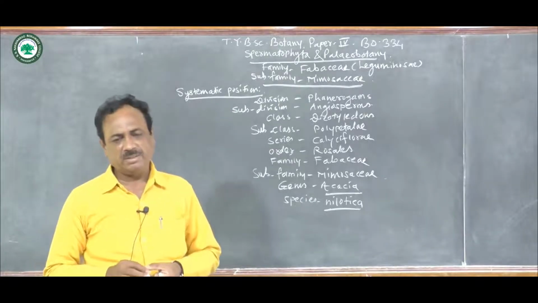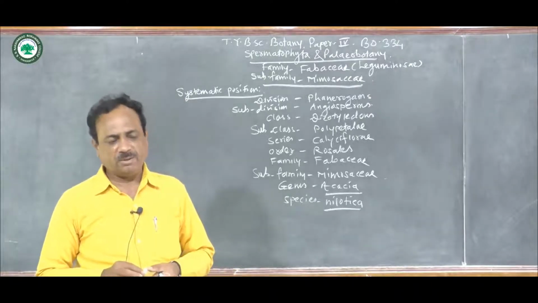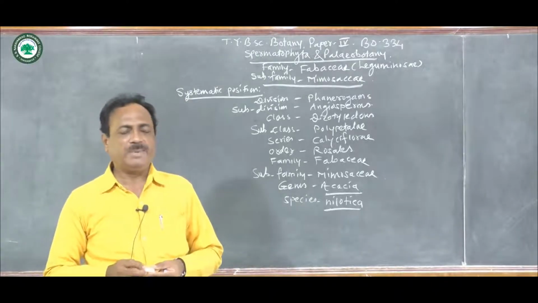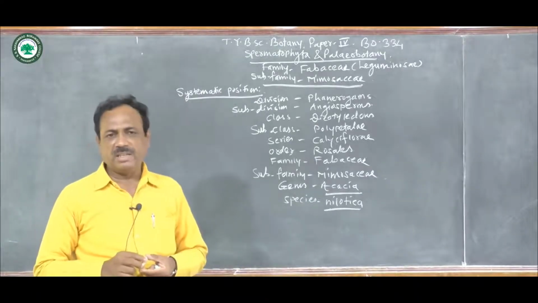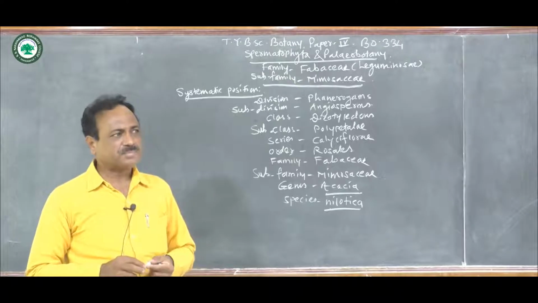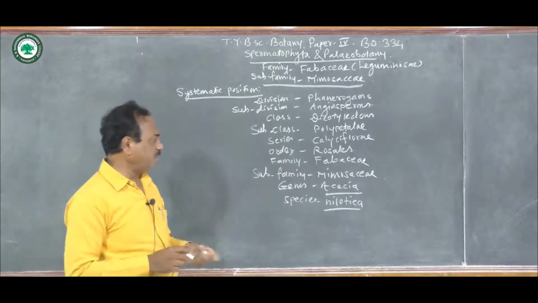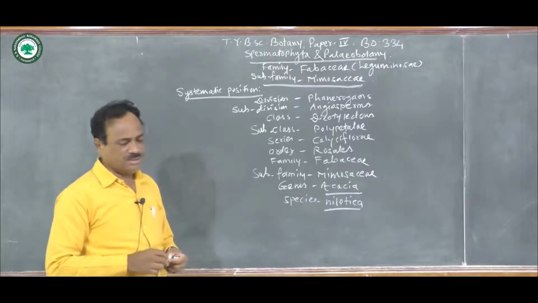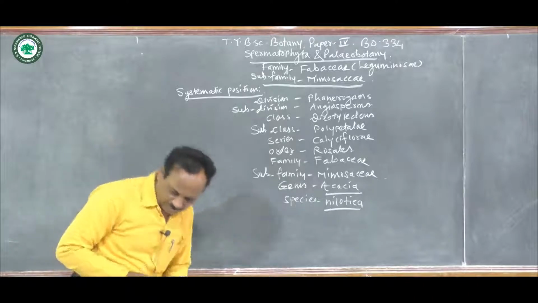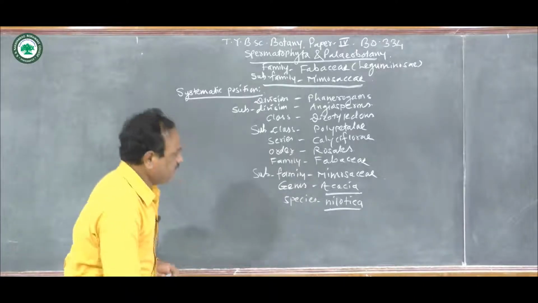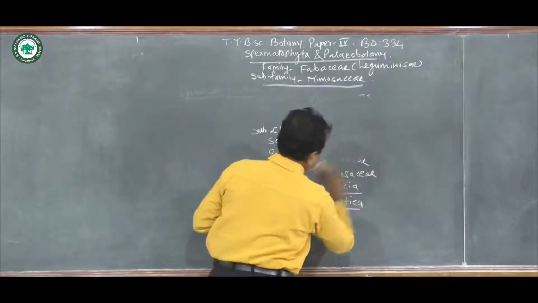Division Phanerogams, subdivision Angiosperms, class Dicotyledons, subclass Polypetalae, series Caliciflorae, order Rosales, family Leguminosae or Fabaceae, and subfamily Mimosaceae. The example is Acacia, genus Acacia, species nilotica. So this is the systematic position or classification of the family.